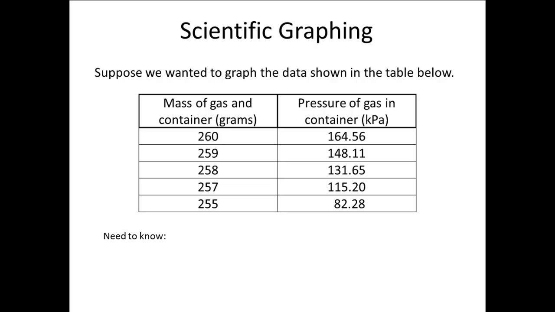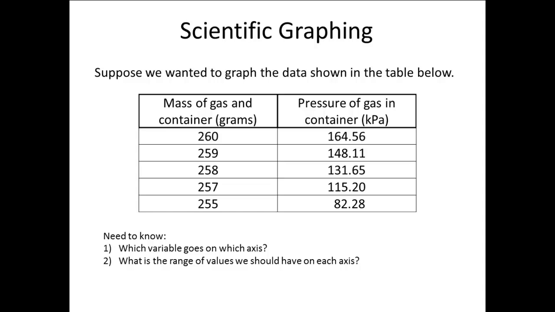We need to know, number one, which variable goes on which axis. Unlike math graphs, where we always know that x goes on the horizontal axis and y on the vertical axis, it is not immediately clear which variable goes where. So we need to be able to determine which is which.